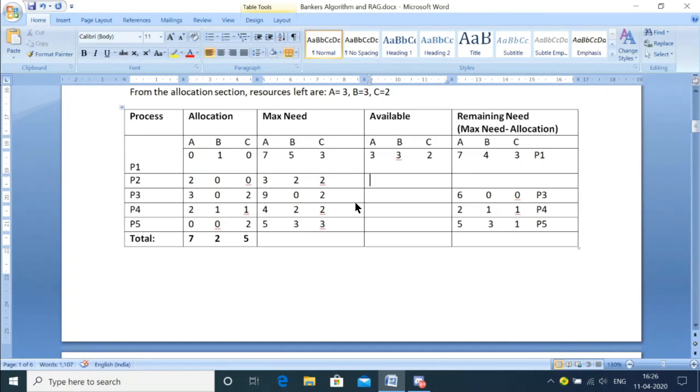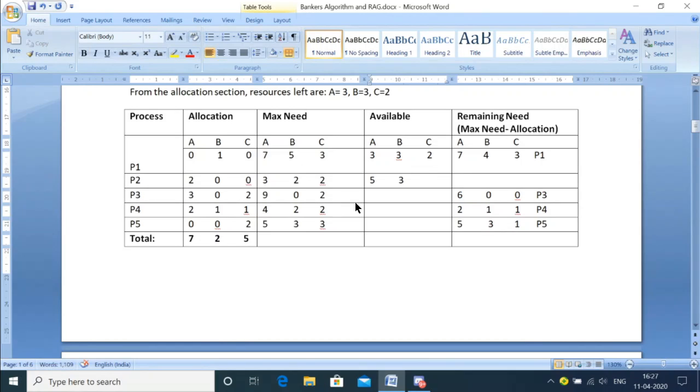So once it is added up, what will happen? This 3 will be added with this 2. So 3 plus 2 is how much? 5, correct? Then this B will be added with this. So 3 plus 0 is how much? 3. Okay. Then next, for C it is 0. So 2 plus 0 is how much? 2.